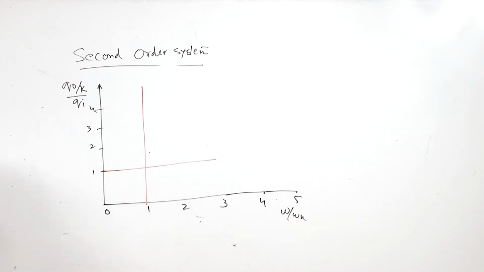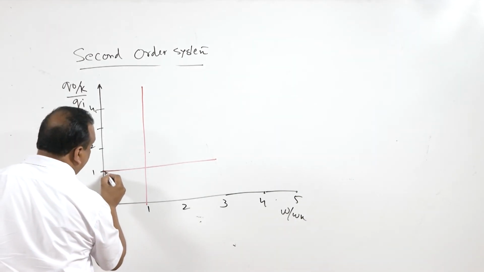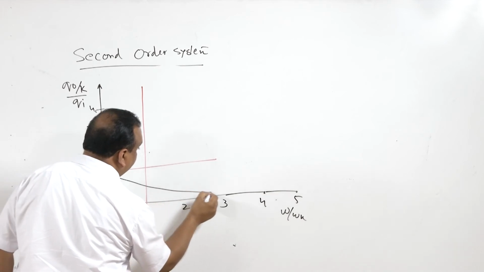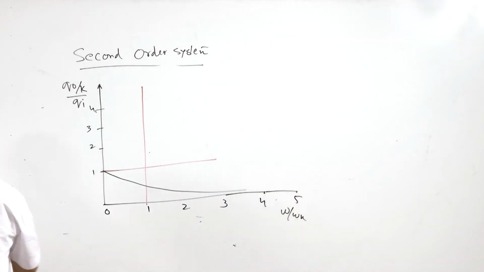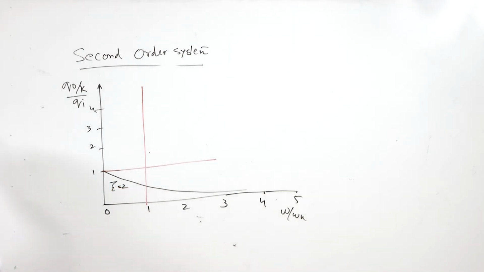Now zeta is equal to 2. Now for zeta is equal to 2, the output and input ratio, because it is a damped case, because damping is there, so the variation with omega by omega n is going to be like this. This is zeta is equal to 2.